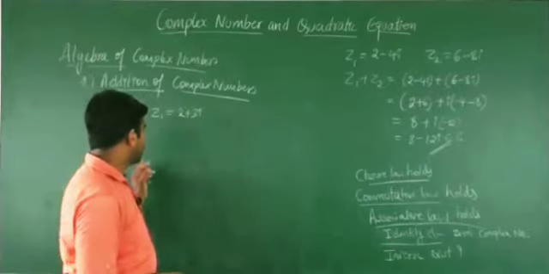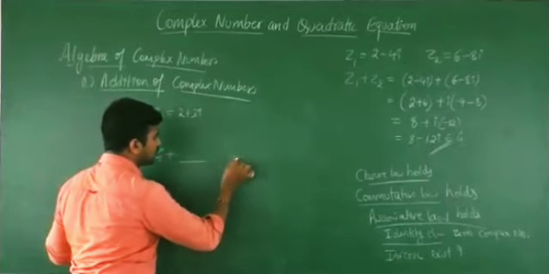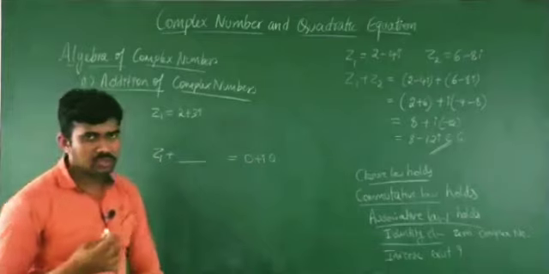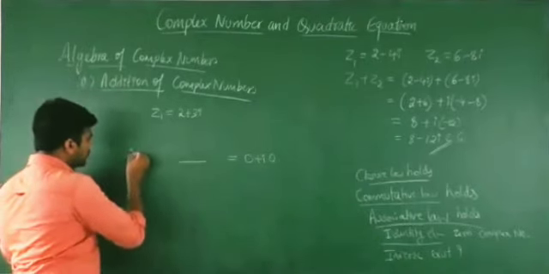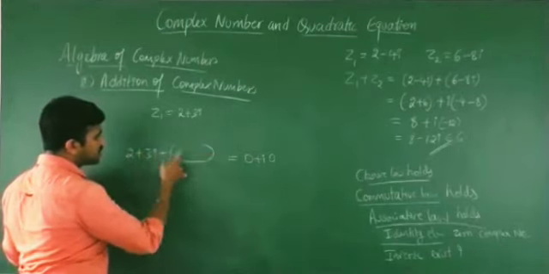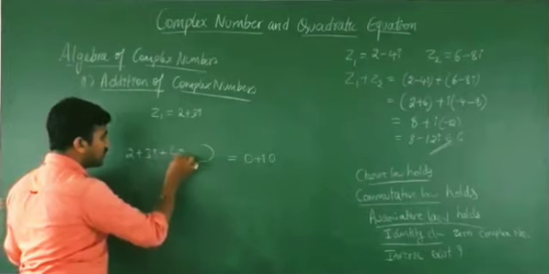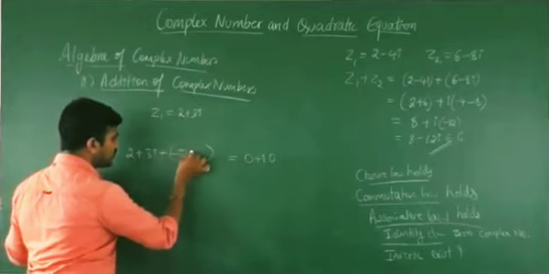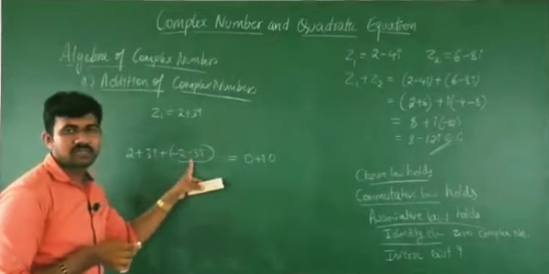Okay. So I need to add z1 with a complex number to get 0 complex number. Okay. So which complex number? See. Here z1 is 2 plus 3i. I need to add which complex number to get 0 here? 2 plus which number takes 0? Minus 2. 2 minus 2 is 0. 3 plus which number takes the value 0? Again minus 3. So this is the inverse.